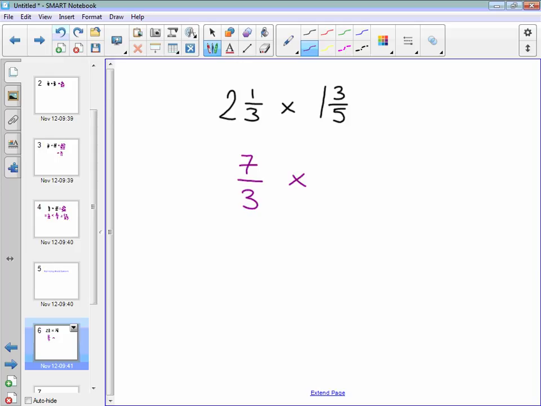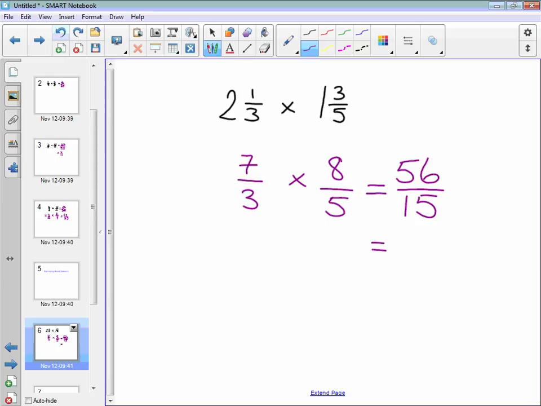For this next fraction, to get my numerator, I multiply the 1 by the 5, that gives me 5. I add the 3, that gives me 8. And my denominator stays the same, it's 5. So in actual fact, this question is also 7/3 multiplied by 8/5. 7 times by 8 is 56. 3 times by 5 is 15.